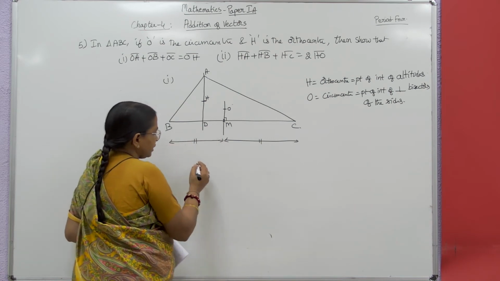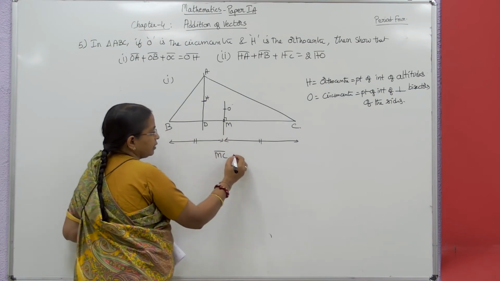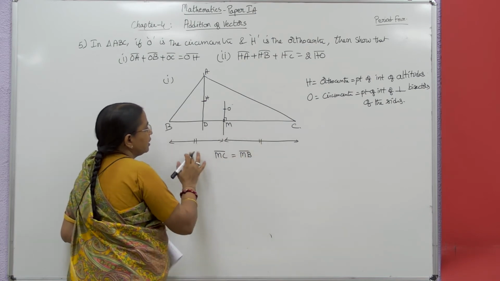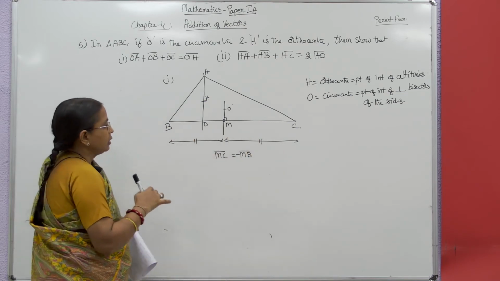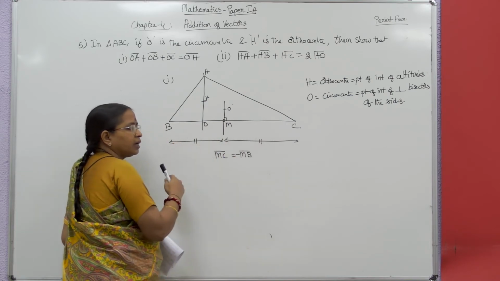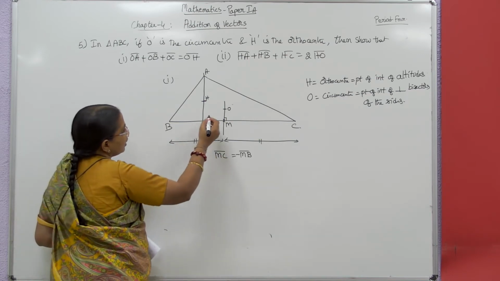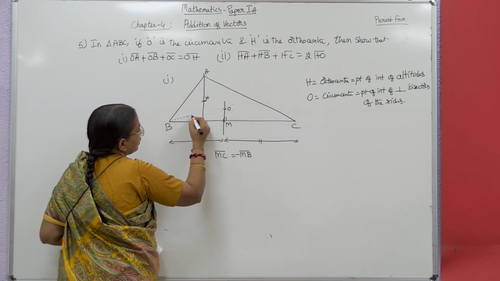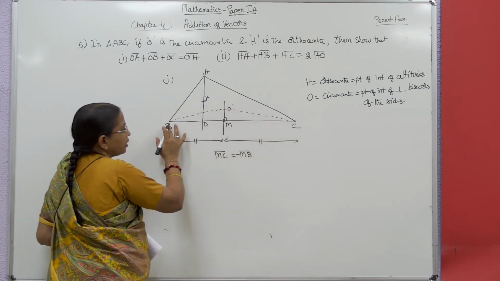Now when you take the vectors MC and MB, they are equal but in the opposite direction. So MC is equal to minus MB. MC is in this direction, MB is in this direction. They have same length but opposite direction, so we write it as the negative of the vector. Now we'll take OA plus OB plus OC, and write OB and OC in terms of OM, MB.